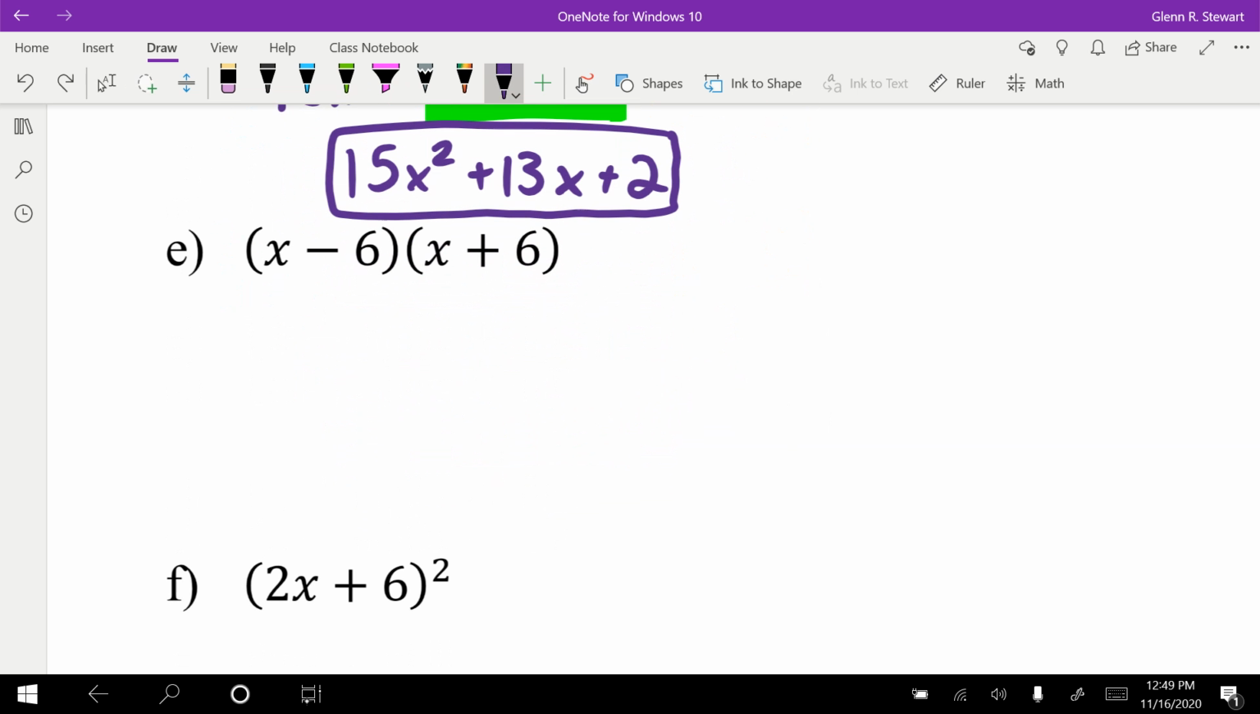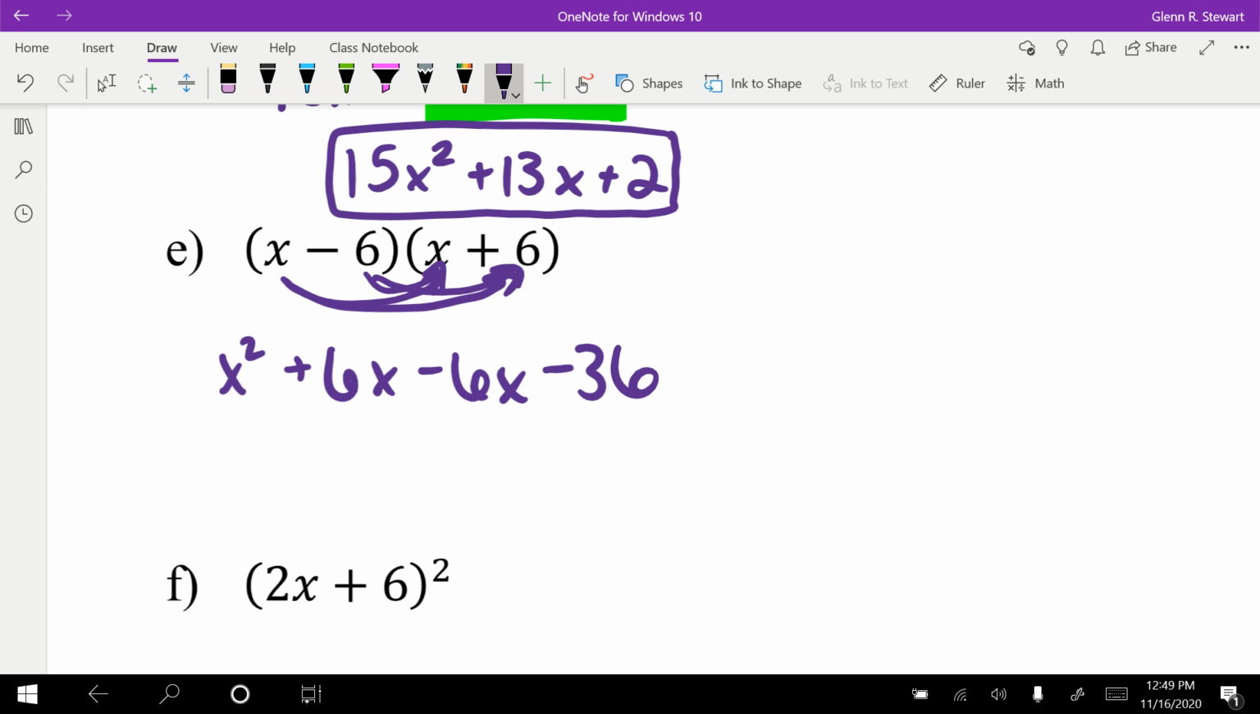Look at this one here. Distribute x squared. Distribute 6x. Cover that one up with your finger if you need to. Then distribute again. Negative 6x. And then 6 times 6, so negative 36. These two cancel out. X squared minus 36 will be your answer.